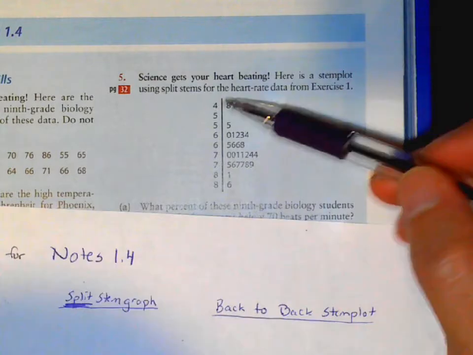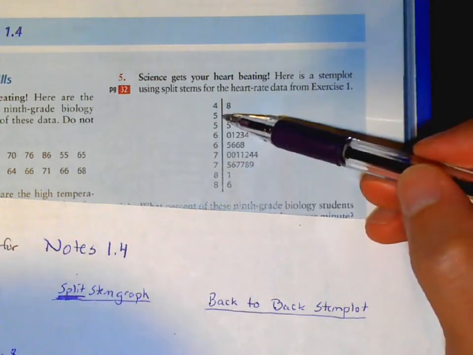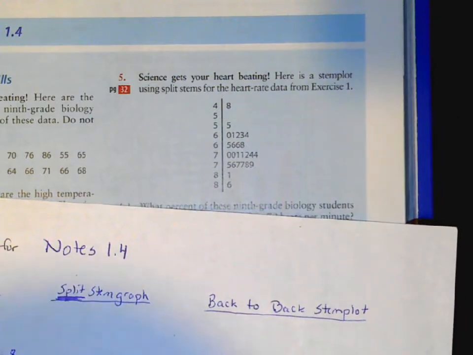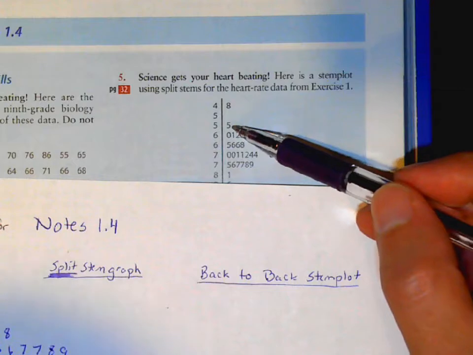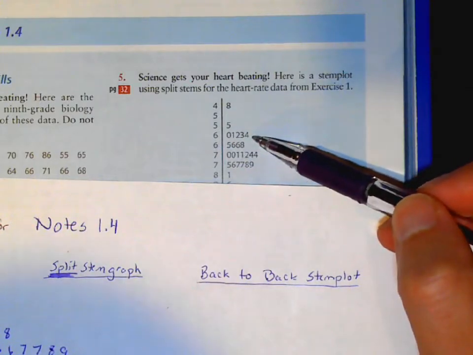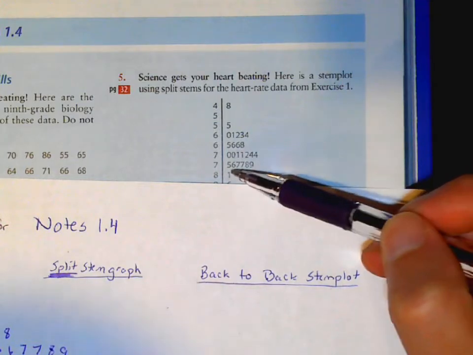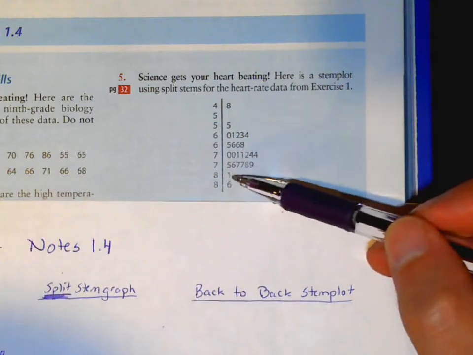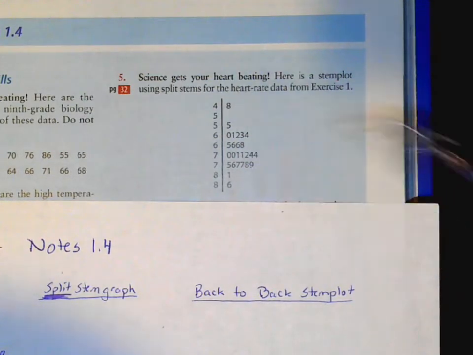7, 7, 8, 8. And what they've done is this is the upper 40s, lower 50s, which there weren't any, upper 50s, so 55 to 59, and then 60 to 64, and then 65 to 69, and then 70 to 74, 75 to 79, and then lower 80s and upper 80s. So that gives you a little bit more representation of how spread out it is. So that's called a split stem graph, a split stem.